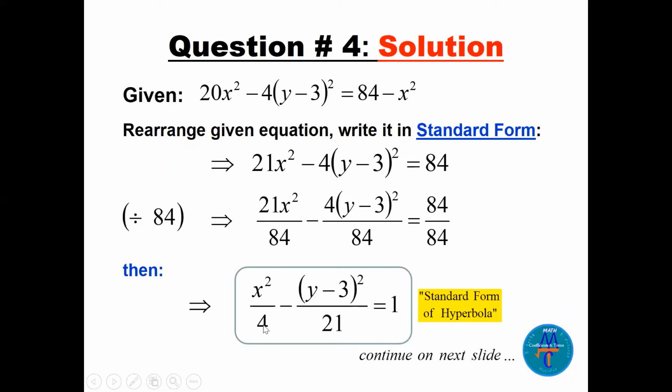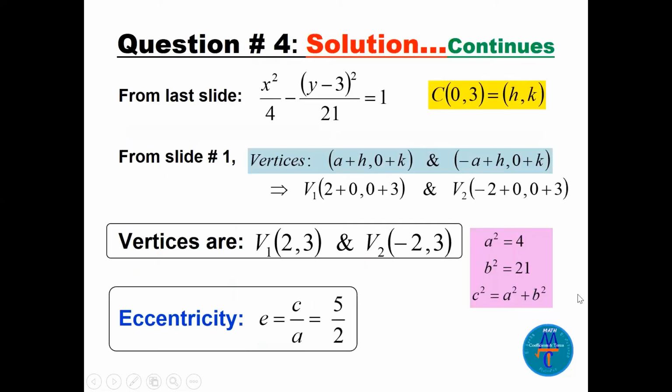You see, the 4 is under the x squared. That's the positive a squared. 21 under the negative. So we can continue in the next slide.